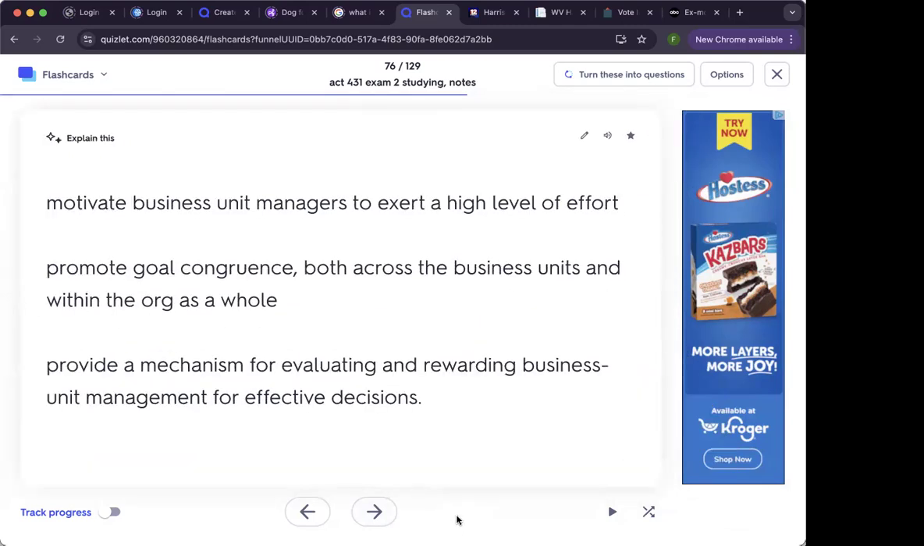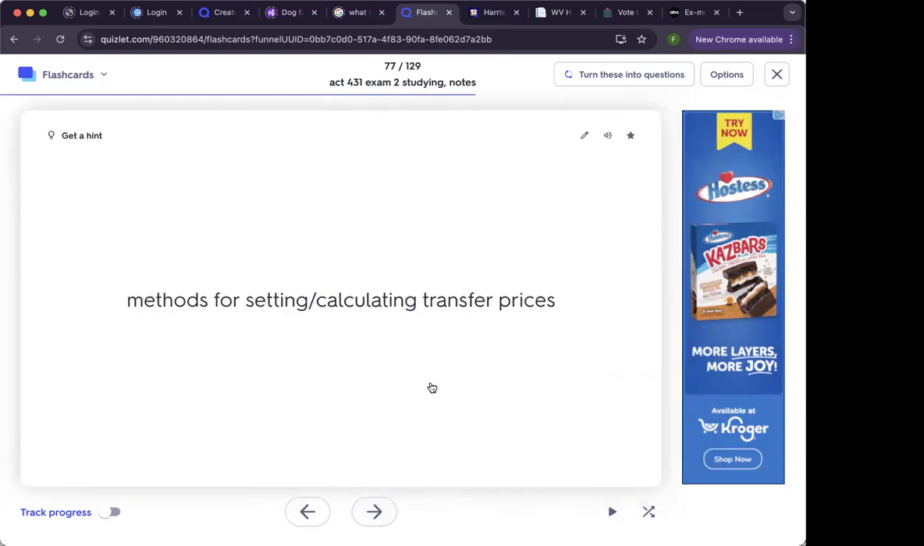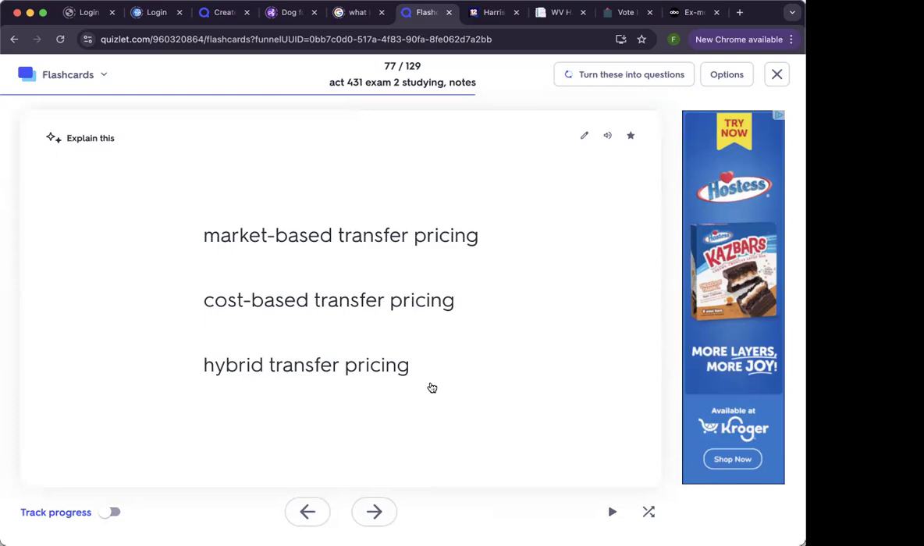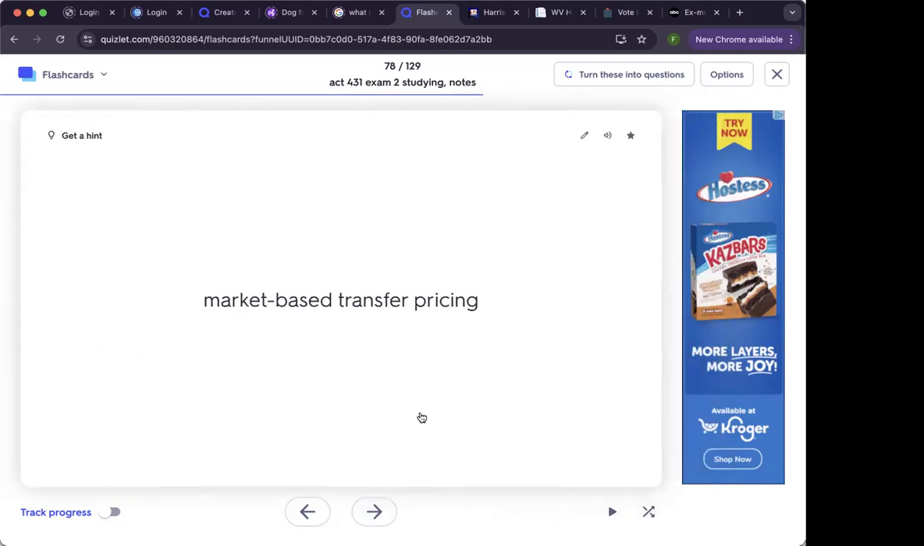Motivate business unit managers to exert a high level of effort. Promote goal congruence both across the business units and within the org as a whole. Provide a mechanism for evaluating and rewarding business unit management for effective decisions. Methods for setting and calculating transfer prices: market-based transfer pricing, cost-based transfer pricing, hybrid transfer pricing.